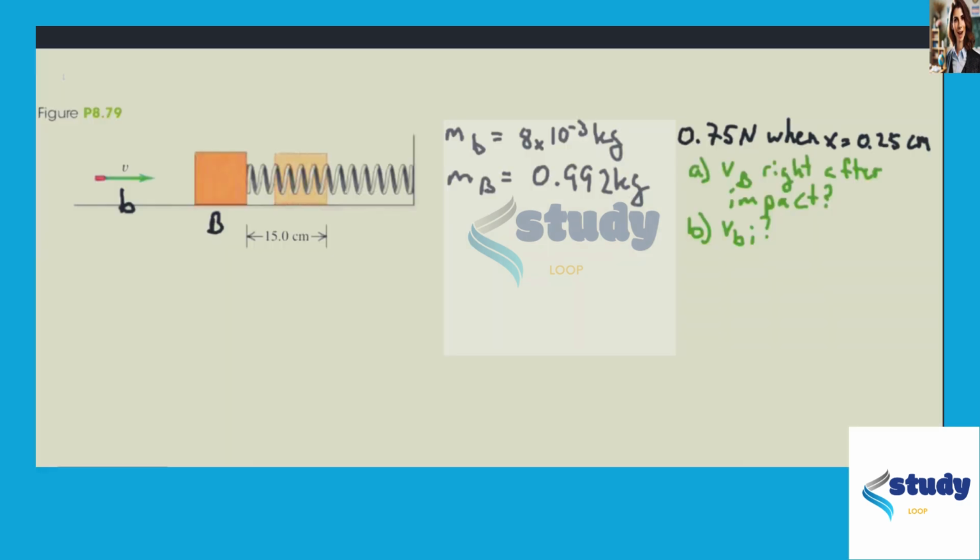And we're told that the block compresses the spring by 15 centimeters after the impact. The maximum amount it compresses it is 15 centimeters. So we want to figure out how fast the block with the bullet is moving right after the impact. And then we want to figure out how fast the bullet was going to begin with.